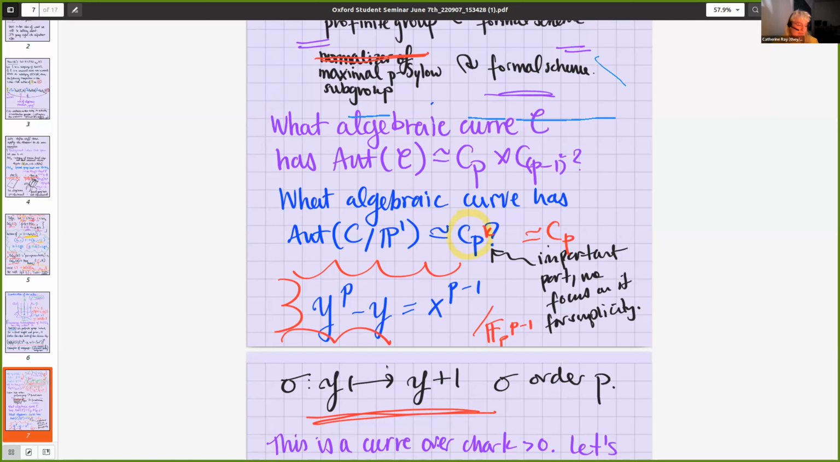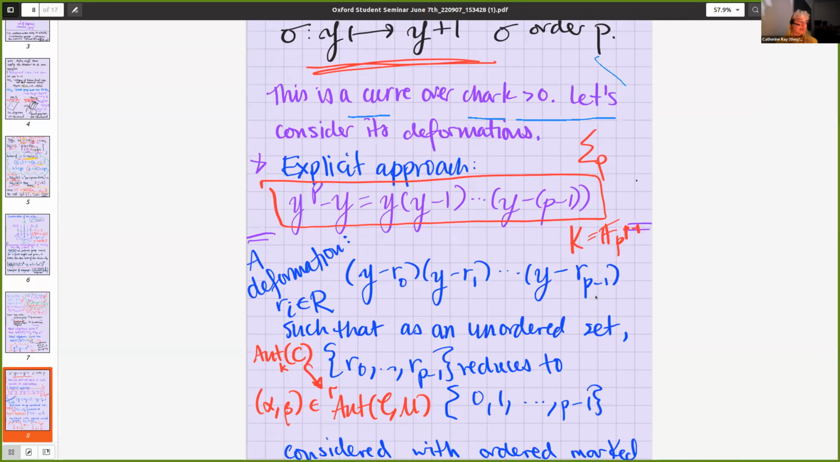So we can now, which I wrote out here, we have y^p minus y is equal to y times (y minus 1) times ... (y minus (p minus 1)). And so how can we deform it? Well, we can consider the following deformations, which can be done apart from equations, but I'm just going to write out the equations here.